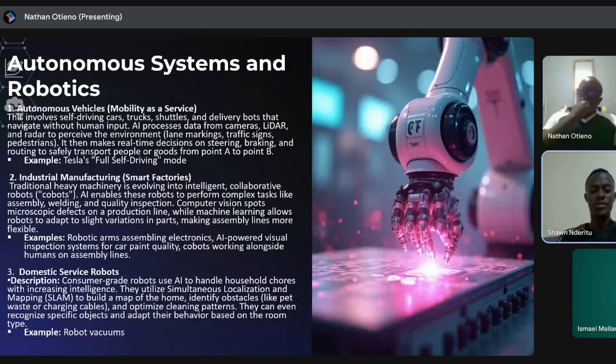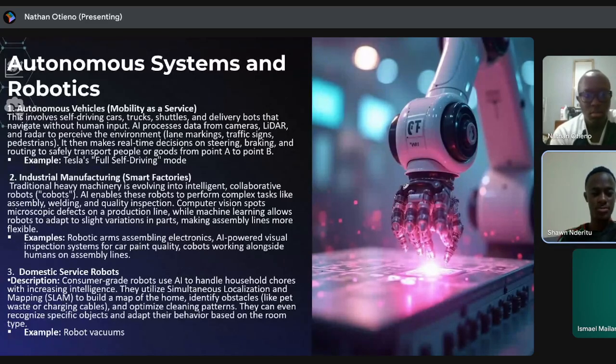Number two, you have industrial manufacturing, which involves smart factories. Traditional heavy machinery is evolving into intelligent collaborative robots, which are known as cobots. AI enables these robots to perform complex tasks like assembly, welding, and quality inspection.